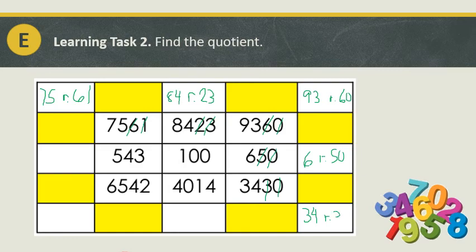remainder 30. The 4,014 becomes 40, remainder 14. The 6,542 becomes 65, remainder 42. And last, 543 becomes 5, remainder 43.